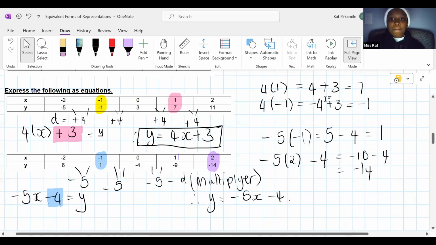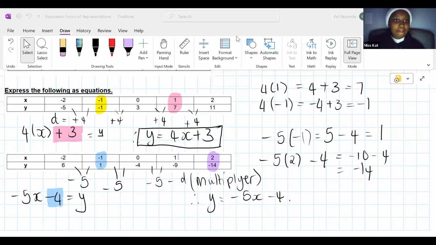And then we just tested it with a different input. This time we said 4 times negative 1, add 3. You check: if I have an input of negative 1, do I want an output of negative 1? Yes, indeed we do. That means our rule is correct. So you write it down.